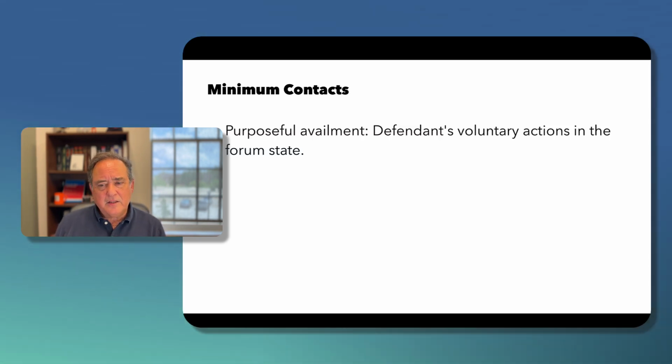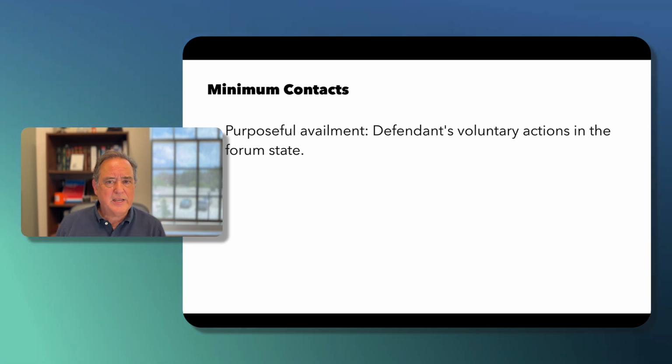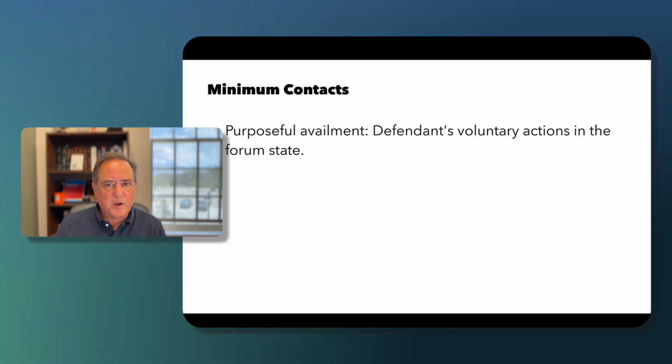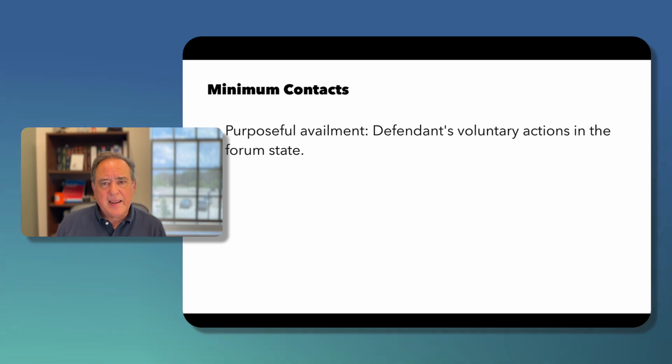Now, one thing that we can look at is what's called purposeful availment. Did the defendant, and generally these are defendants who are being brought into this case, take actions in the forum state, the state that is going to hear the dispute? So if we have a situation where a Texas resident is buying goods from a Florida resident, we have to decide, did Florida make a special effort to reach into Texas to engage with the Texas resident?